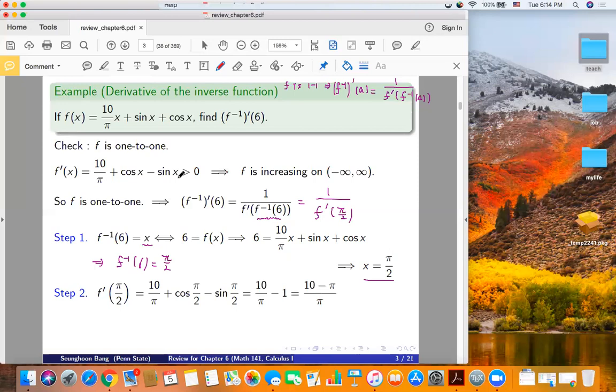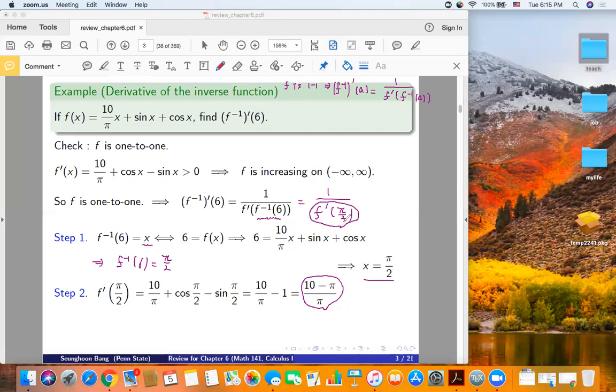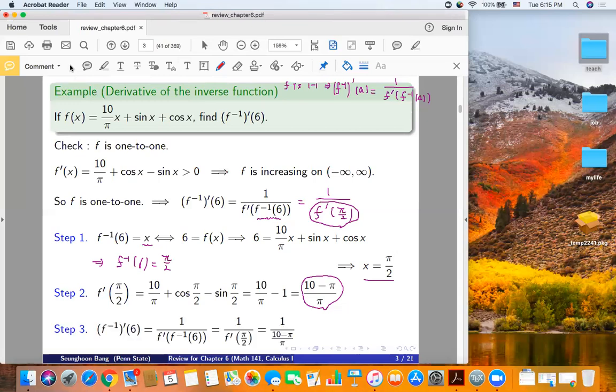Step 3: you plug this value, 10 minus pi over pi, into the denominator. The reciprocal is pi over 10 minus pi. That's it. This is our idea for solving this problem.